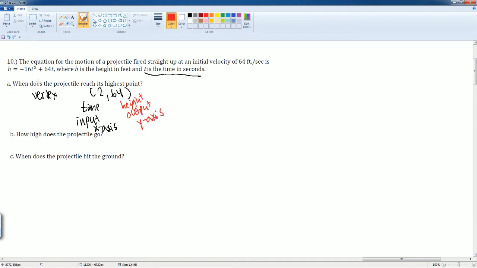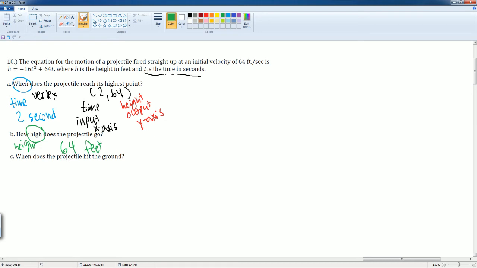So when does the parabola reach its highest point? That's looking for what value here? It's when, so that is looking for time. So we would say time is at 2 seconds. How high does it go? When they ask how high it goes, it's looking for the height output. So we would say it is at 64 feet.